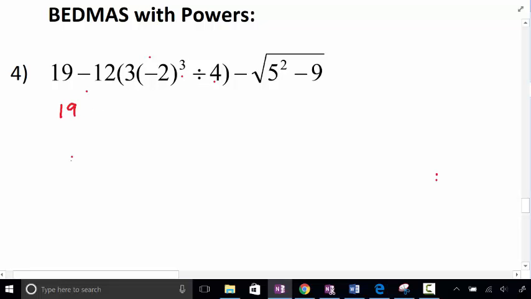I can't do anything with the 19. I can't do anything with the 12 right now either. So, can I multiply these two guys here? And the answer is no, because this 2 has to be cubed first. So it's 3. And then can I cube this here? And the answer is yes. If I cube that, what do you get? Negative 8. Okay. And then divided by 4.